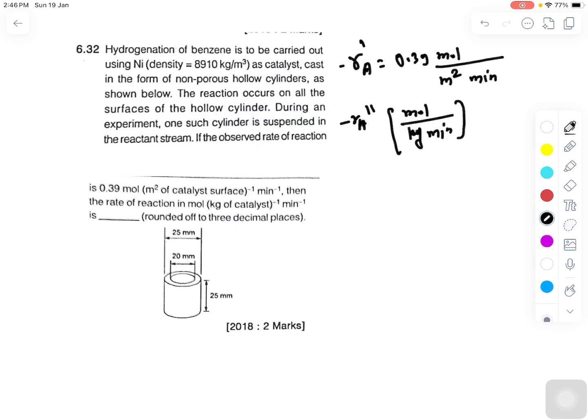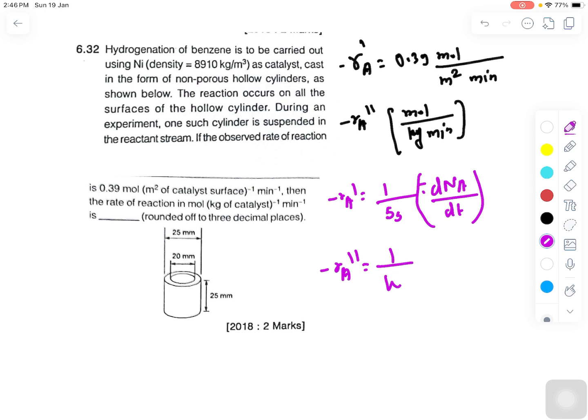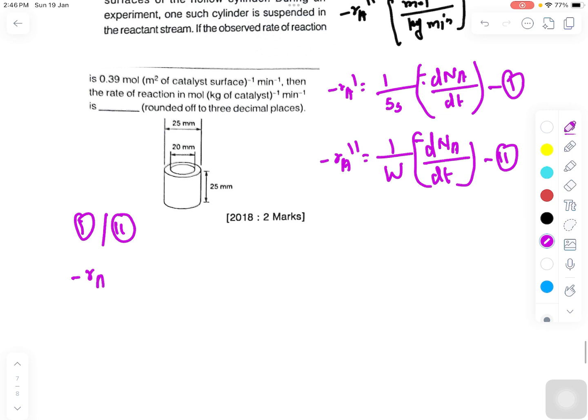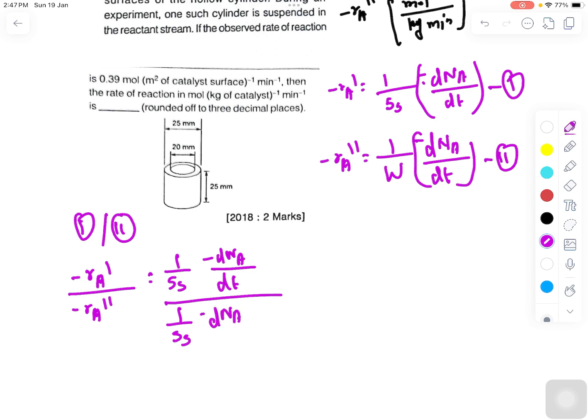So how can we calculate? Just try to understand. If I want to write minus RA dash, I can write that as equal to 1 upon SS into dNA by dt, with the minus sign. Is that clear? And minus RA double dash can be written as 1 upon W into dNA by dt, again with the minus sign. Let's say this one is equation first and this one is equation second. If I divide equation first by second, what will I get? I'll get minus RA dash divided by minus RA double dash equals 1 upon SS times minus dNA by dt divided by 1 upon W times minus dNA by dt.